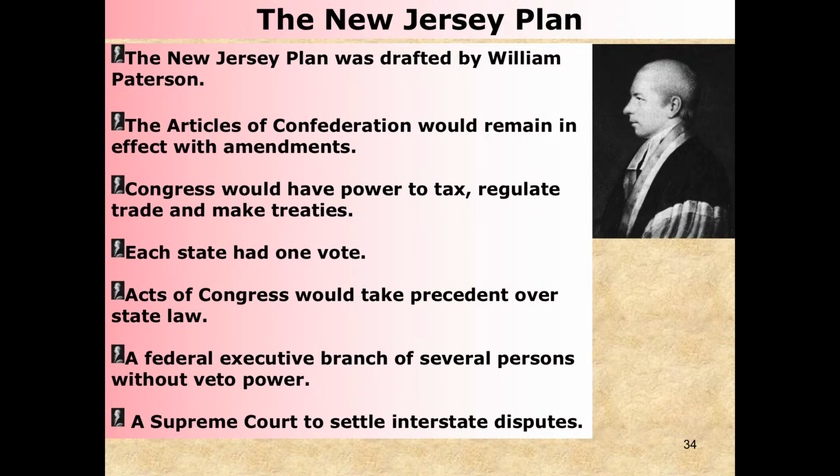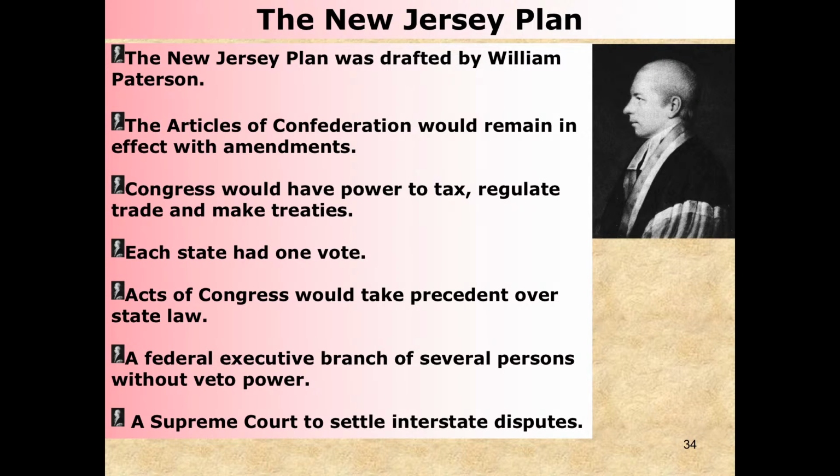Nah. The Articles need to be amended. Yeah. Let's go ahead and amend them. Let's give Congress more powers, like power to tax, regulate trade, make treaties, make Congress strong. However, let's keep this whole 1 vote per state thing pretty simple. 1 vote per state, done. We're good.